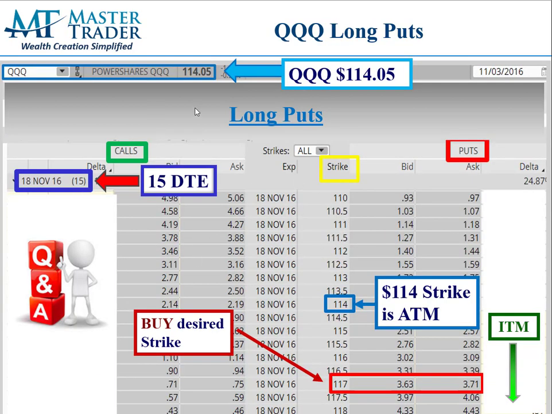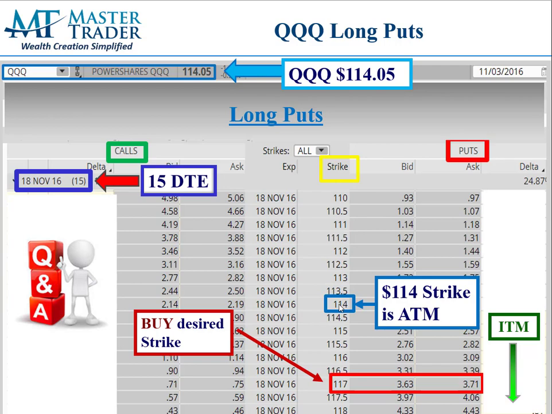So let's look at the option quote screen. Here's our QQQ ETF trading at 114.05. So the 114 is at the money. It's the closest one. It's actually 5 cents out of the money, but it's at the money.